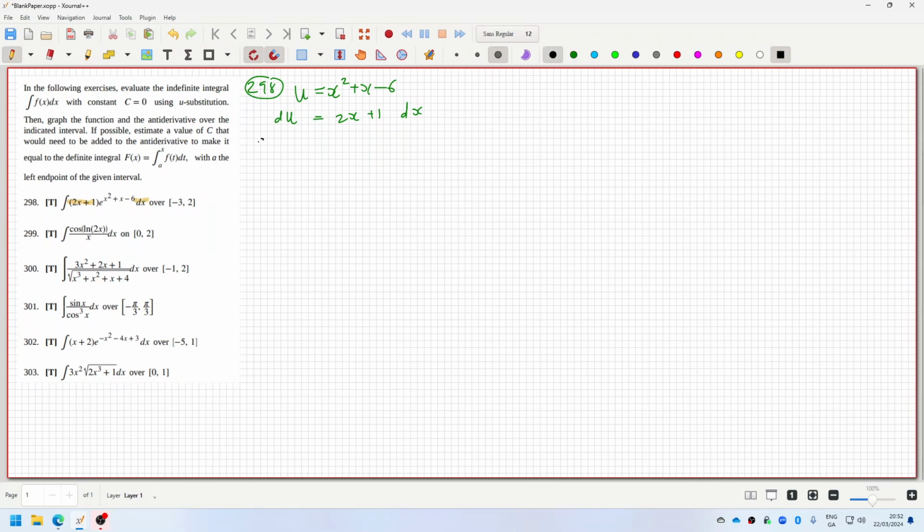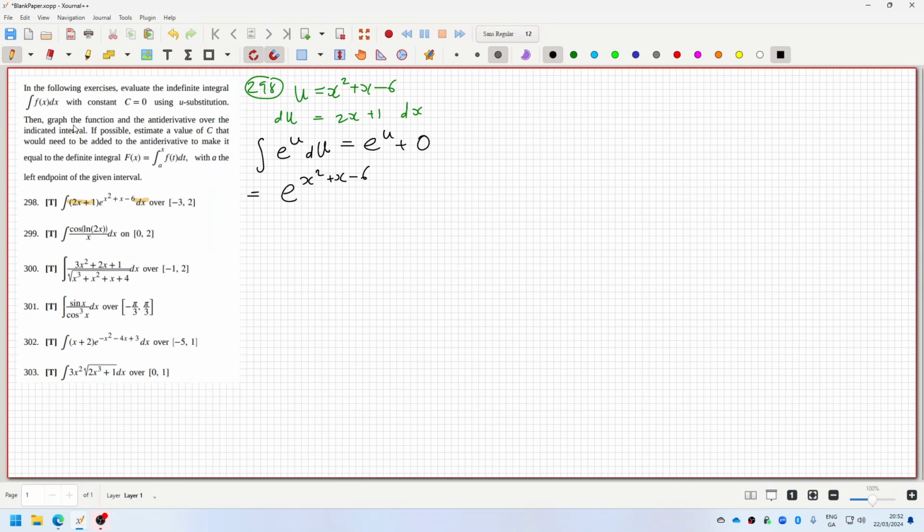So the integration will become the integration of e^u du. So that becomes e^(x squared plus x minus 6), because the integration is just e^u, and the c they said is 0. So that answers the first part.